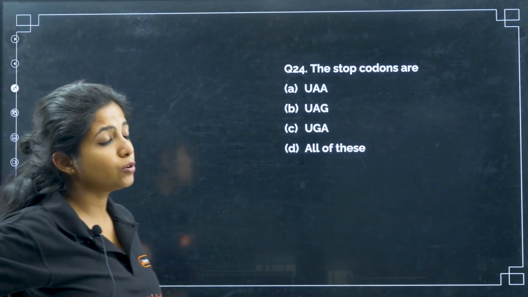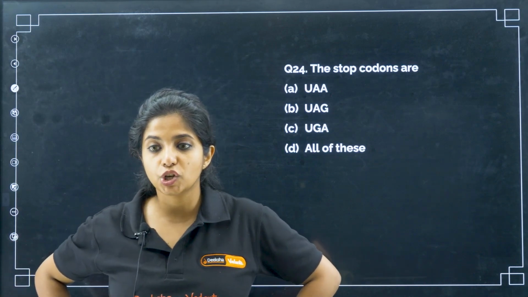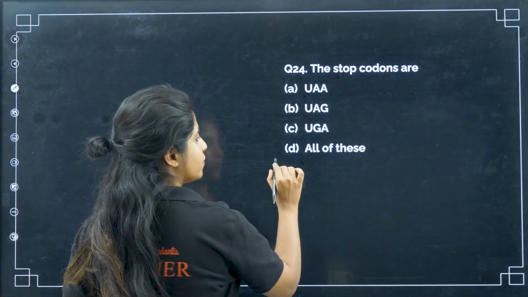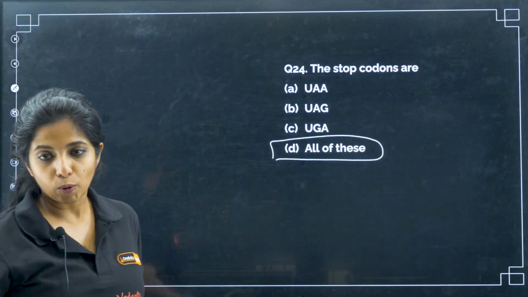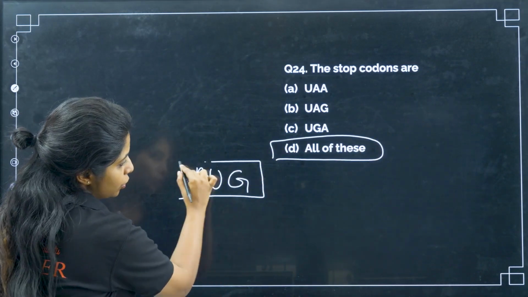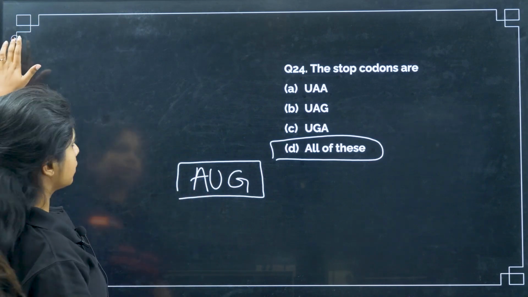Next, the stop codons are UAA, UAG, UGA. All of these, my dear children, are stop codons. What is a start codon? You have one start codon, and that is AUG, which codes for methionine as well.